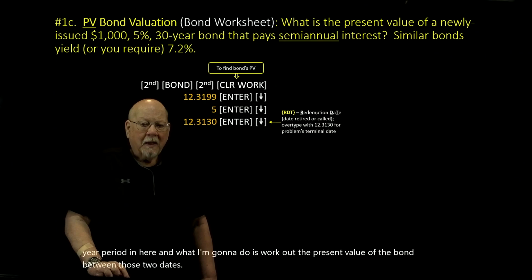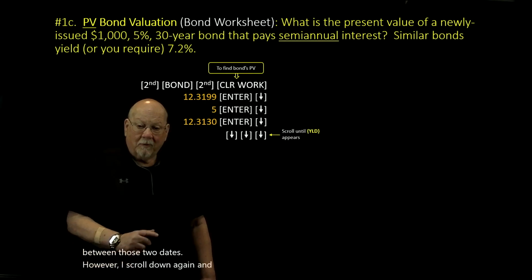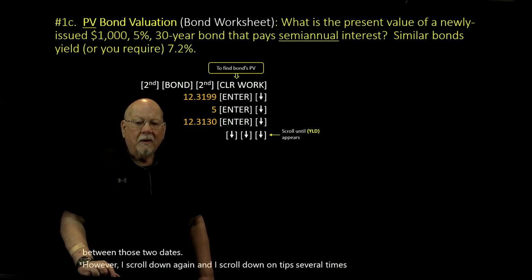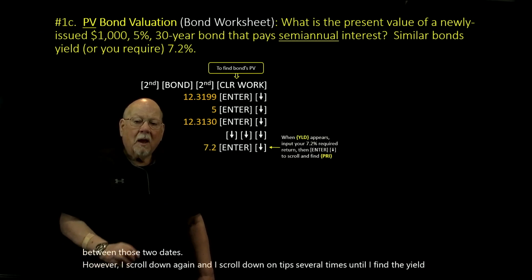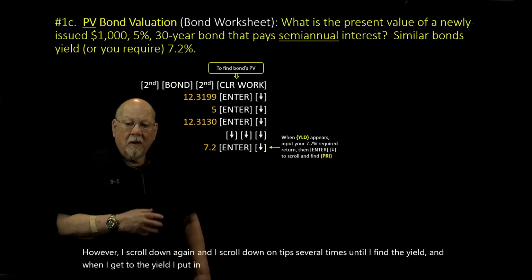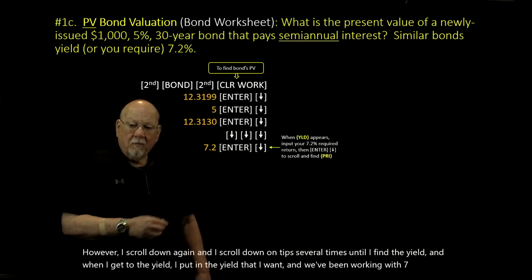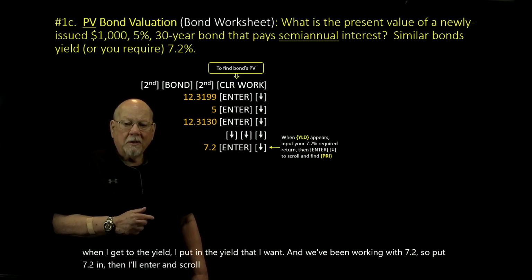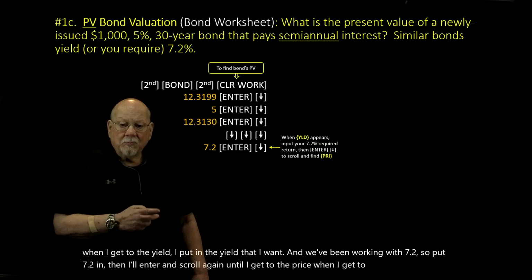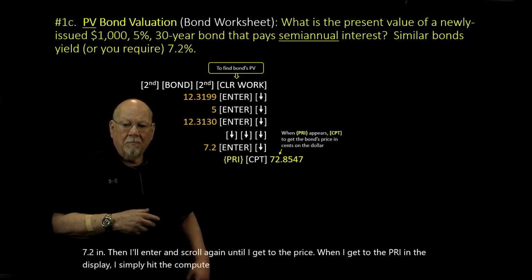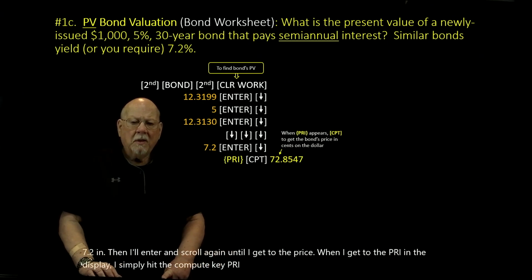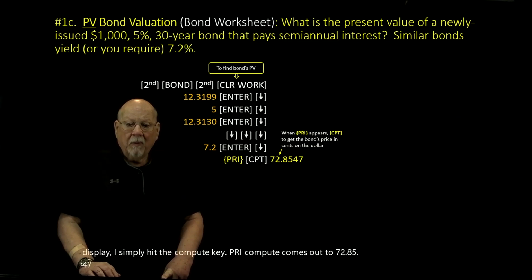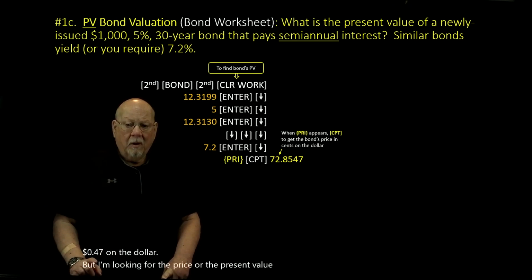However, I've scrolled down again, and I scroll down several times until I find the yield. And when I get to the yield, I put in the yield that I want, and we've been working with 7.2, so I'll put 7.2 in. Then I'll enter and scroll again until I get to the price. And when I get to the PRI in the display, I simply hit the compute key. PRI compute comes out to 72.8547 on the dollar.